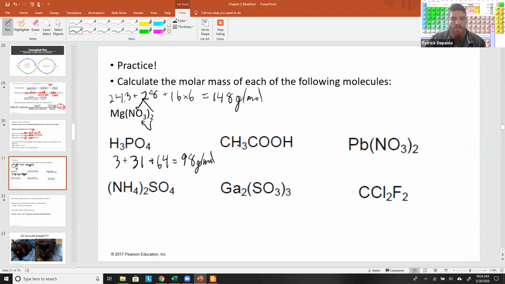Next one, CH3COOH. So this is acetic acid. So what we can do here is let's add up all the carbons. You have 12 for this one, 12 for this one, so 24. Plus 4 hydrogens, which is 4, plus 2 oxygens, which is 32. And you get 60.